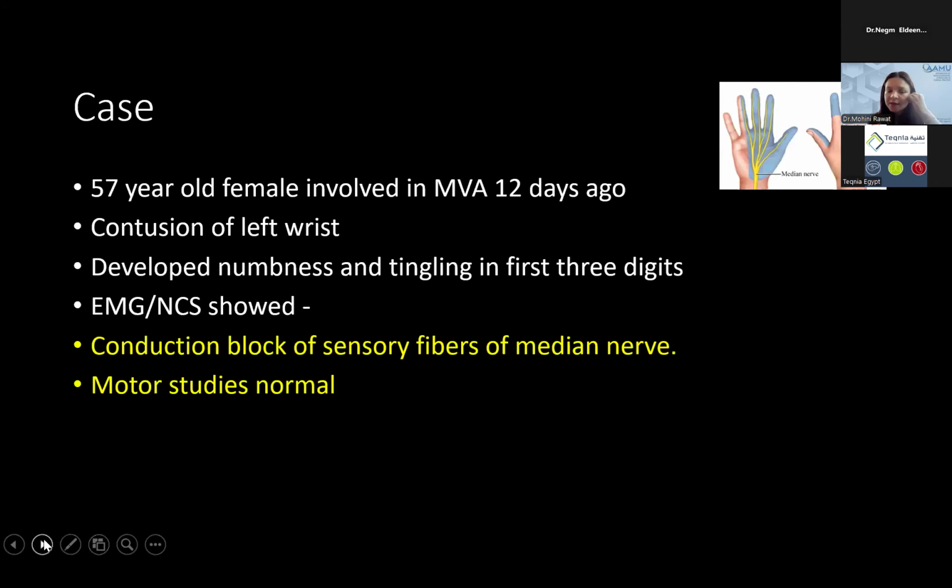So let's look at some case examples. This is a 57-year-old female involved in a motor vehicle accident 12 days before she presented to the clinic. She had a contusion of the left wrist and developed numbness and tingling in the first three digits. EMG showed conduction block of sensory fibers of the median nerve. Motor studies were normal, so CMAPs were normal, but sensory nerve conduction studies showed conduction block of the sensory fibers. Remember, this is a motor vehicle accident 12 days ago, so more of an acute change. These are symptoms that are rapidly forming, and they did not have these symptoms before the accident.